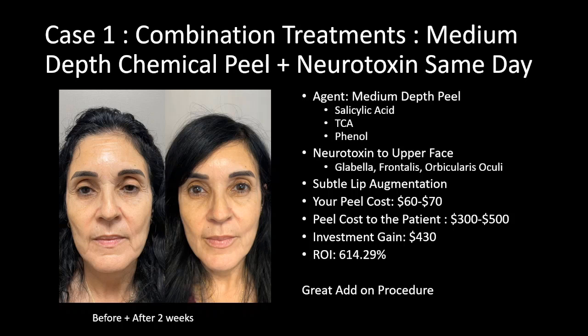And so when you're thinking about costs in terms of how much that peel cost you, it's around $60 to $70. You can charge the patient, depending on the area, between $300 to $500. So your investment gain in this particular case is around $430, and your ROI is upwards of like 600%. So when you're starting out and you can't necessarily purchase a 100K, 200K laser, a peel is a great add-on procedure, and you can actually get great results from it. And that's my first case, in case there's any questions.